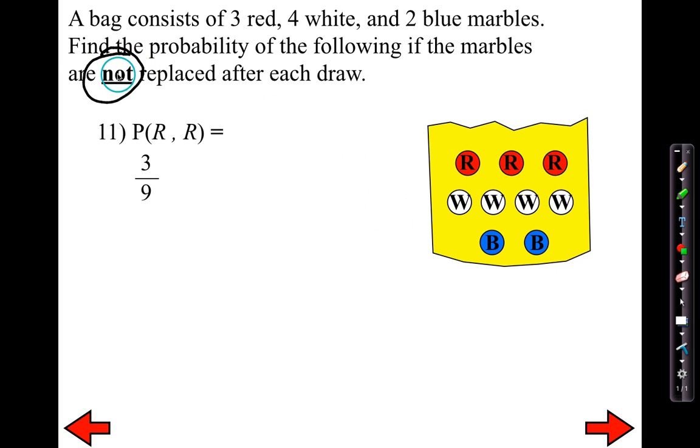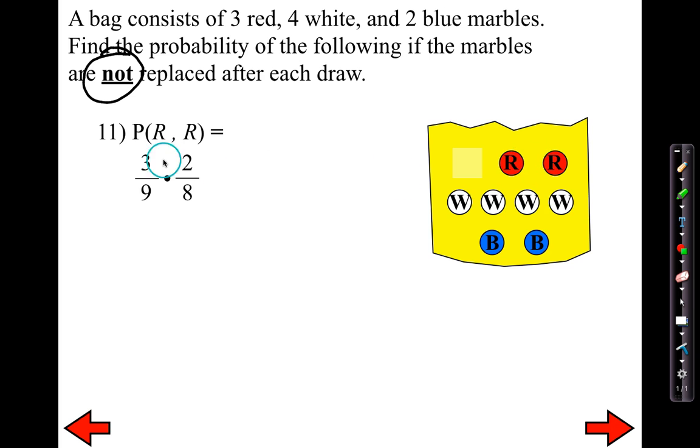But since it's not being replaced, a red is being removed. So right now, notice there aren't 3 reds anymore. There's a total of only 2 reds. And in fact, it's not a total of 9 anymore either. There's a total of 8, which makes sense because it's 1 less since we did not replace the red marble. Unlike the previous examples, where it was replaced, so we put it back. So that's why it continued to be out of 9. So now our new fraction for the red is going to be 2 out of 8.